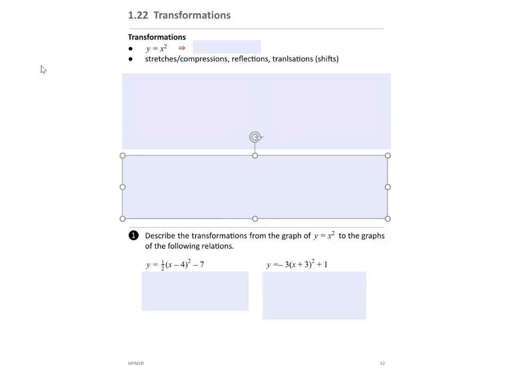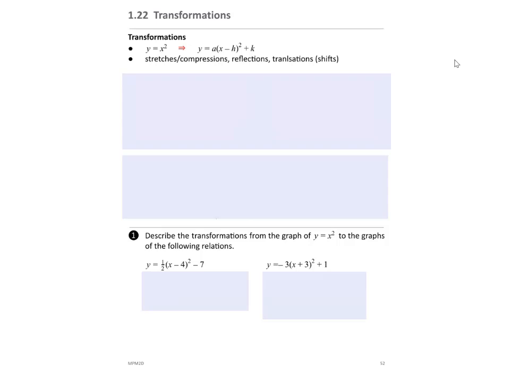This is Mr. Smith, and this is 1.22 transformations. So we're going to build on what we learned in 1.21, and this is still dealing with quadratic relations. At the start, we have transformations, and our first point is y equals x squared. And when we transform it, it becomes something that looks a little bit like this. This is our vertex form, if you guys remember what that is from last lesson.